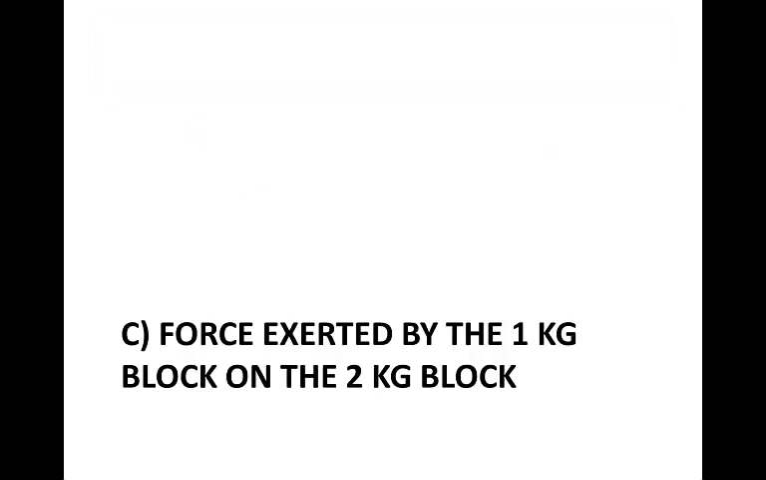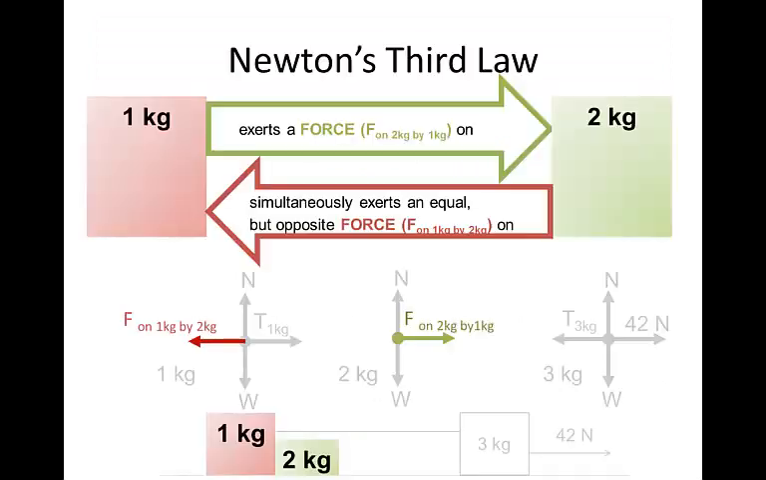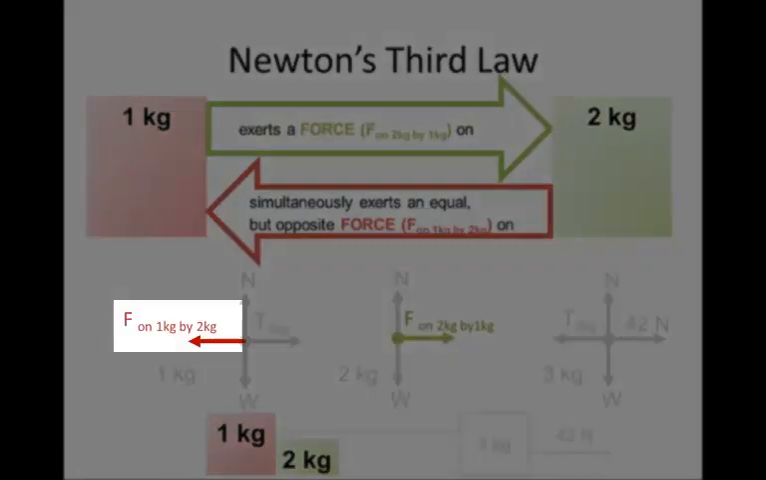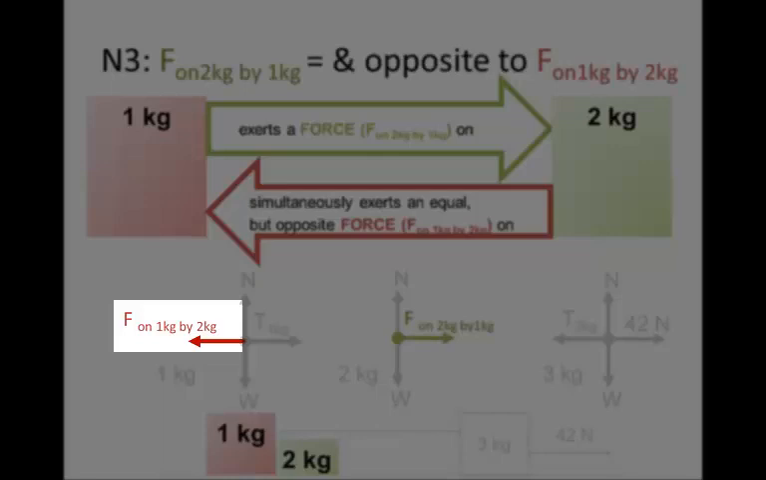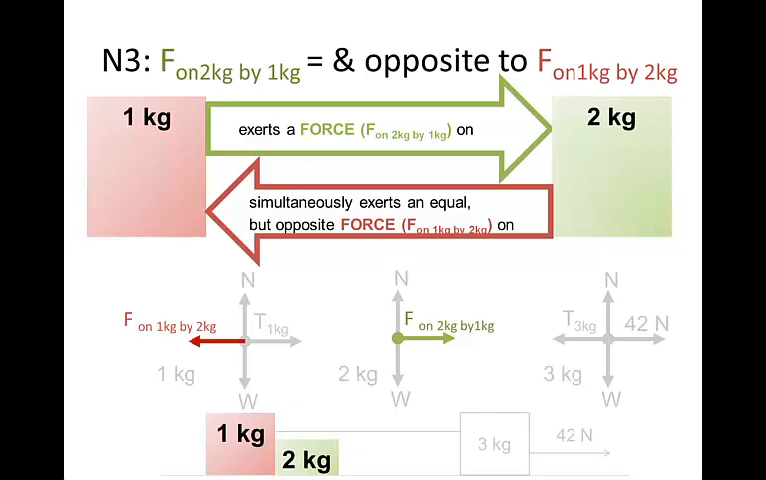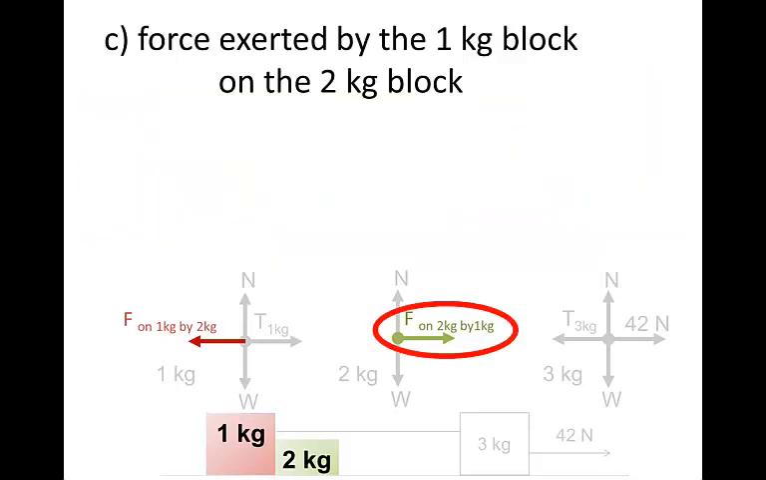Final question, what's the force exerted by the 1 kilogram block on the 2 kilogram block? According to Newton's third law, the force which the 1 kilogram exerts on the 2 kilogram is the same magnitude as the force which the 2 kilogram exerts on the 1 kilogram. So we could use either the 1 kilogram's free body diagram or the 2 kilogram's to solve this question, because they have the same magnitude as one another. But since we specifically asked for the force which the 1 kilogram exerts on the 2 kilogram, let's focus on the 2 kilogram object.